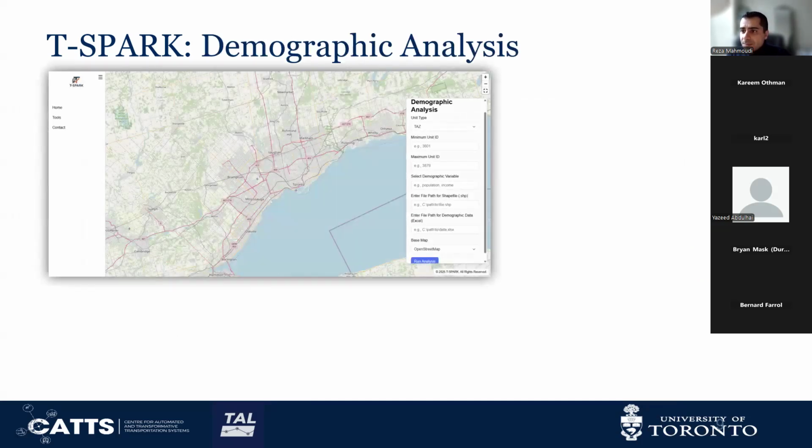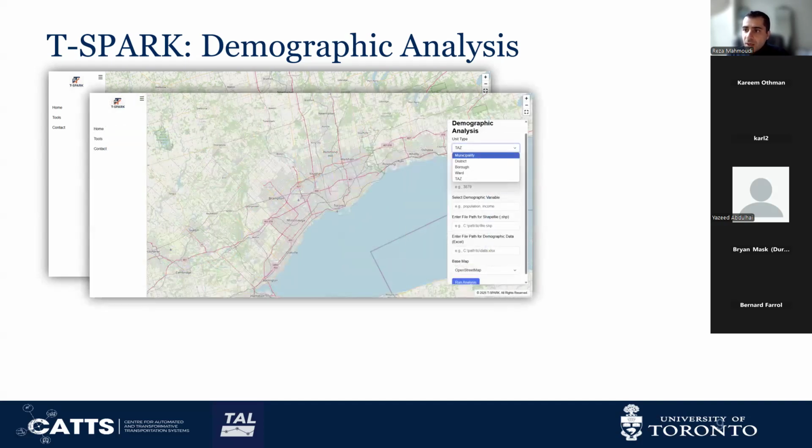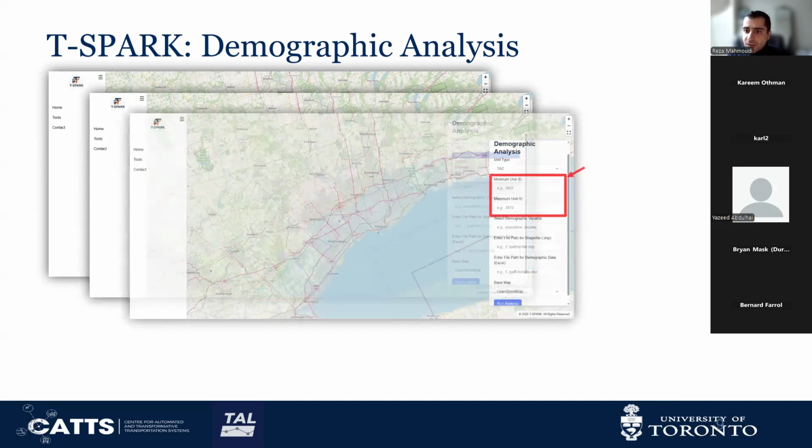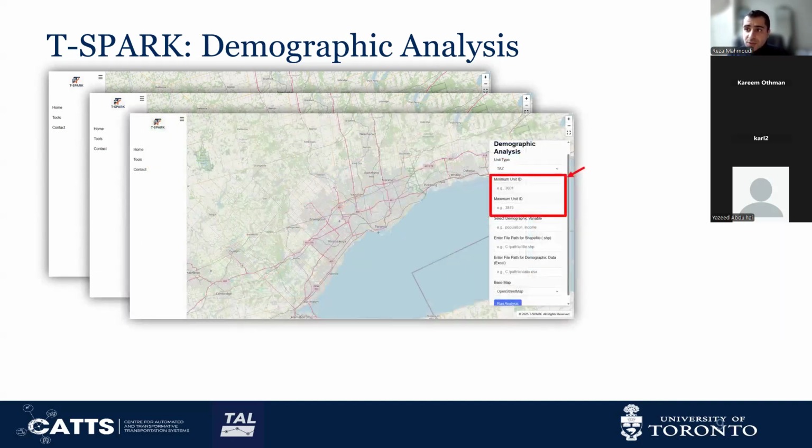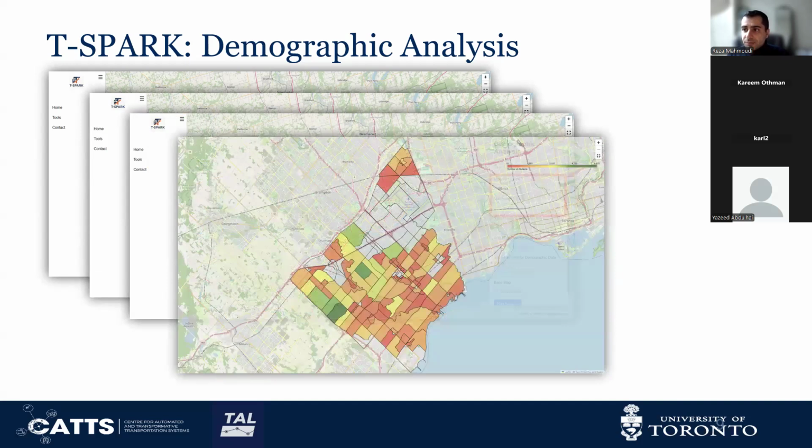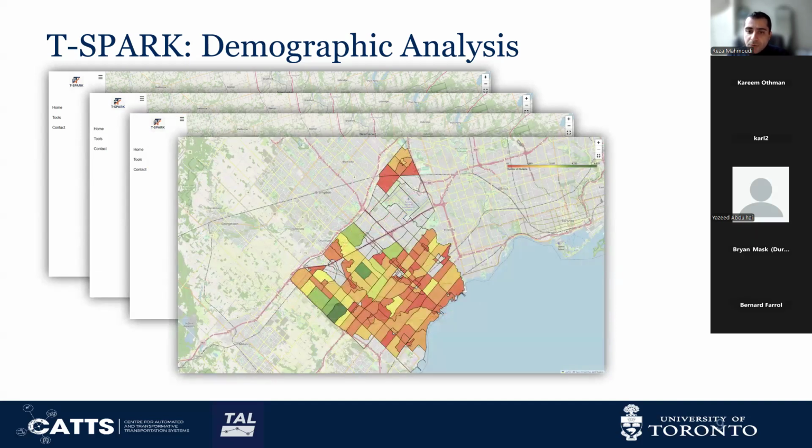Demographic analysis. If you have any data related to the demographics, you can use this part to visualize them. Again, select the level of zone that you want to do your analysis, and upload the required data and shape files. Choose whether you want to do this analysis for the whole city or for a part of the city, and then just run T-Spark and you will visualize the demographics for your city.